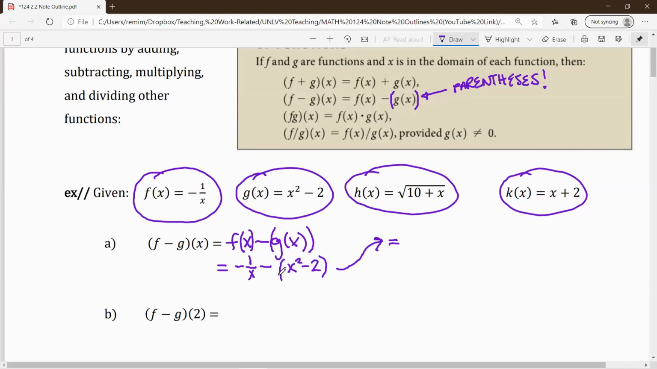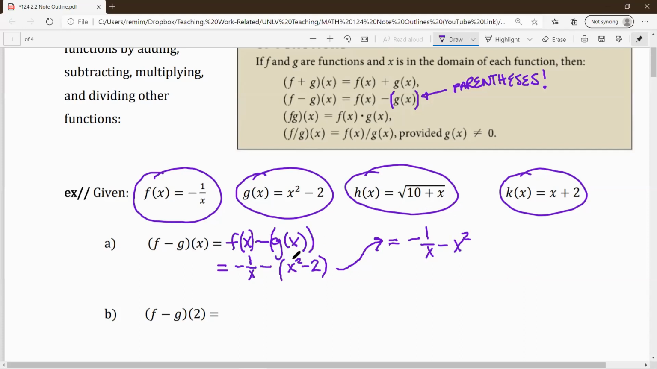This is why we're putting the parentheses, to indicate that we need to distribute this minus to every term in the g of x function. So we start with the negative 1 over x, and then we have minus x squared, so distribute that, minus x squared. And then this is where it gets really important to distribute this minus.